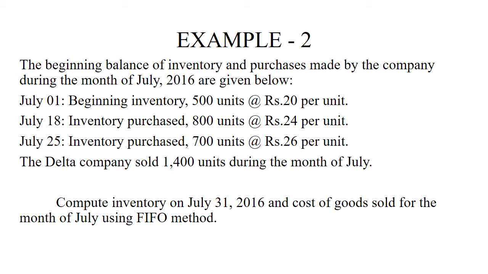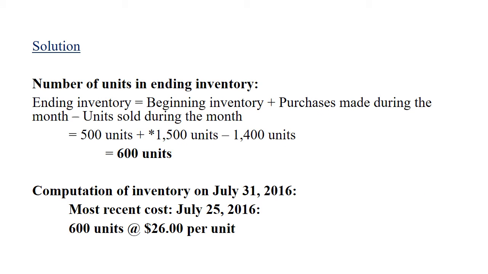So the question asks us to find out the inventory as on 31st July 2016 and the cost of goods sold in the month of July. They have given us the details of the month of July 2016, that is how much inventory was in the beginning, how much they had purchased in that month and how much they have sold in the month of July. So we will look into the solution for this problem. The question has two parts. The first part is to compute the ending inventory, or the inventory at the end of the month, and the second part is to compute the cost of goods sold.